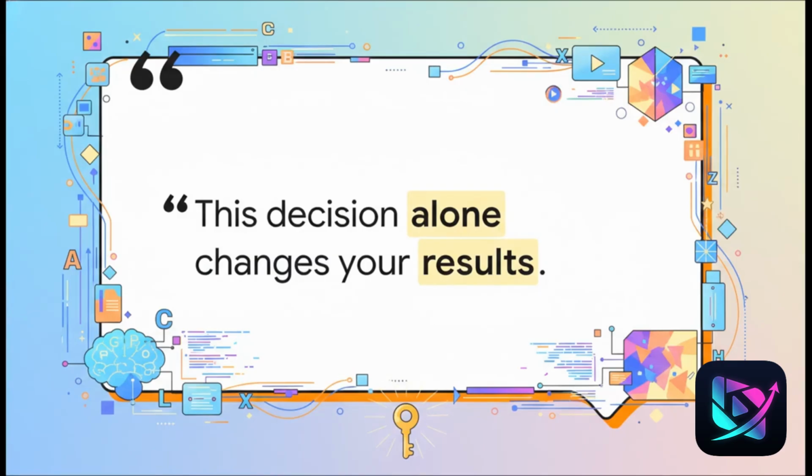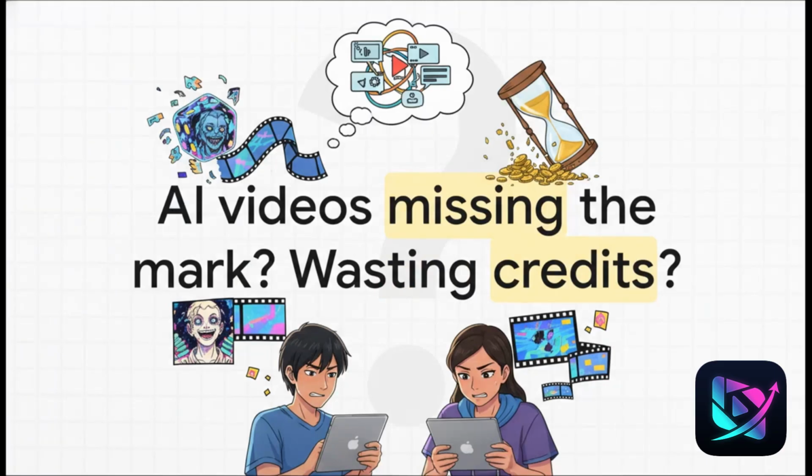And I'm not exaggerating here. This decision alone changes your results. It's literally the difference between executing on a very precise vision and just getting some random output that burns through your budget. So, have you ever felt like your AI video generations are just a total roll of the dice?